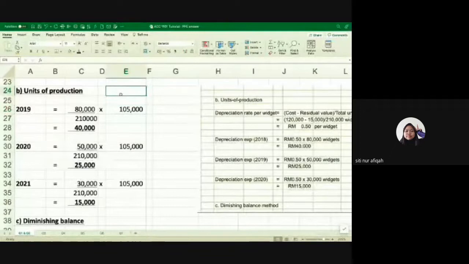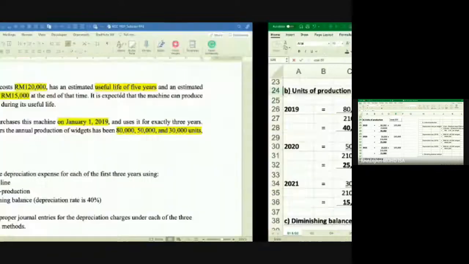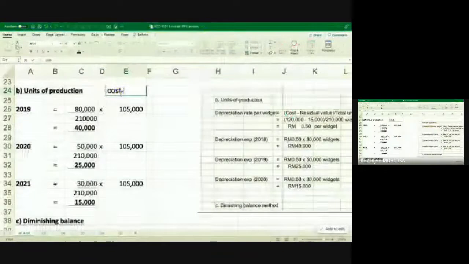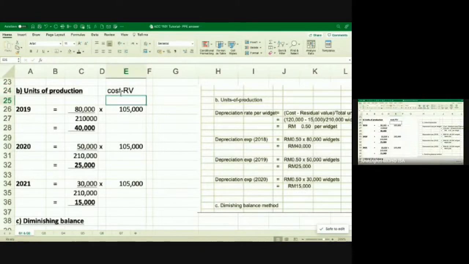120,000 minus 15,000. Yeah, the cost minus salvage value. Is it salvage value, residual value? Residual value, is it? Yes. So that is the cost minus residual value, 120,000 minus 15,000. That's how you get 105,000.